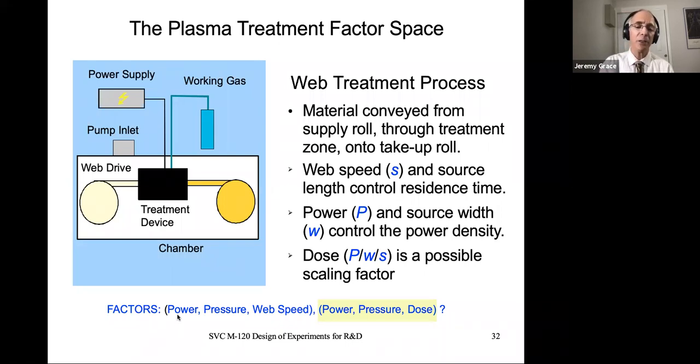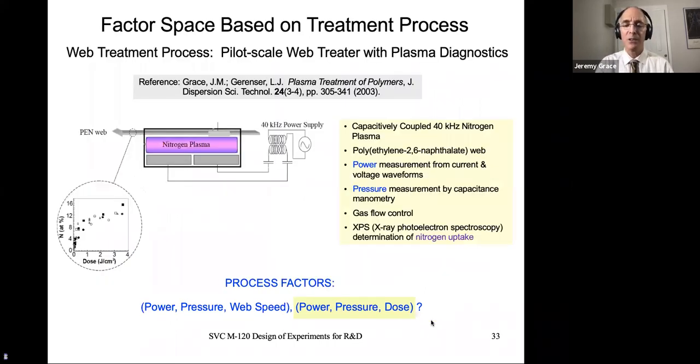So initially, you might look at this and say power, pressure, web speed are your factors. You've heard all my warnings about speed and time, because speed here is controlling the exposure time. I hope you've heard my warnings about treating that as an equal factor. So we might consider something like dose. And there's yet more to be said about dose as we go on. But for now, let's dive a little deeper into the plasma source.